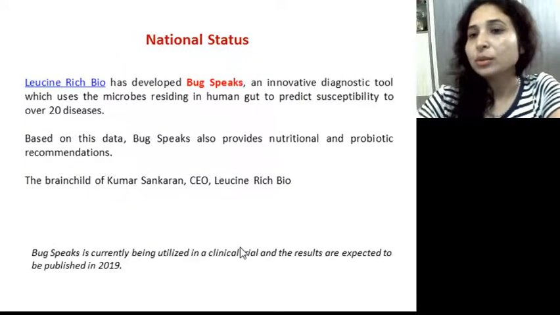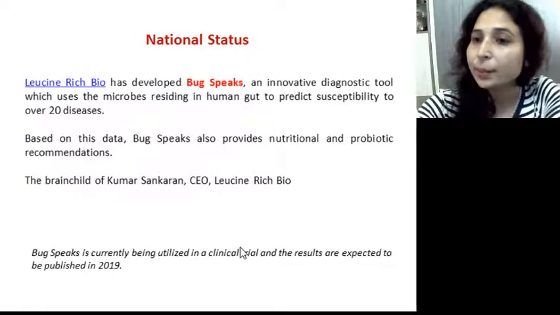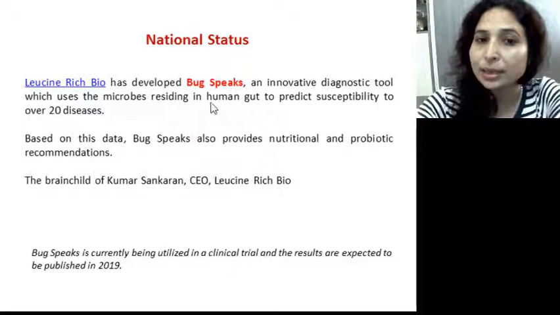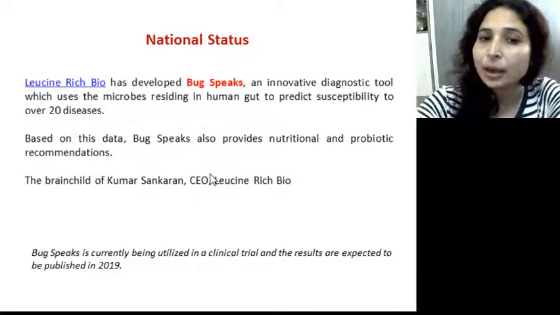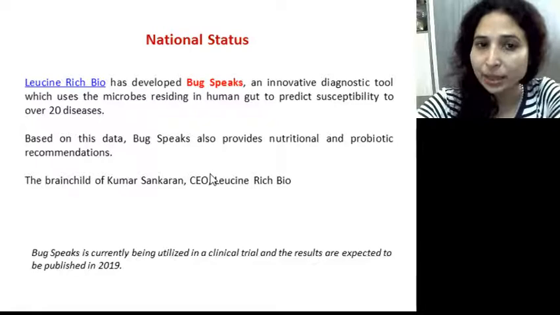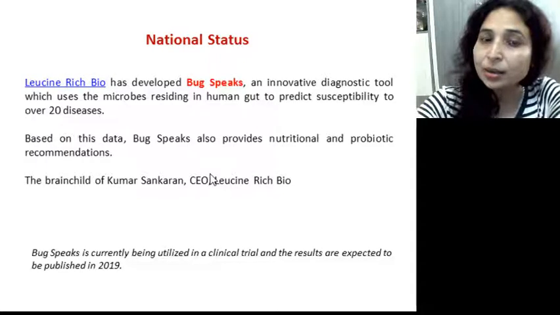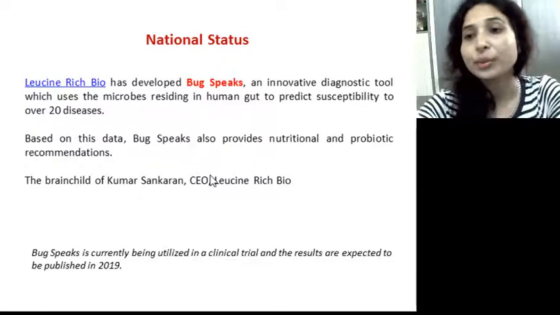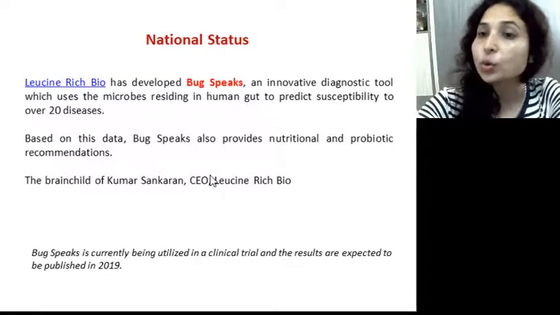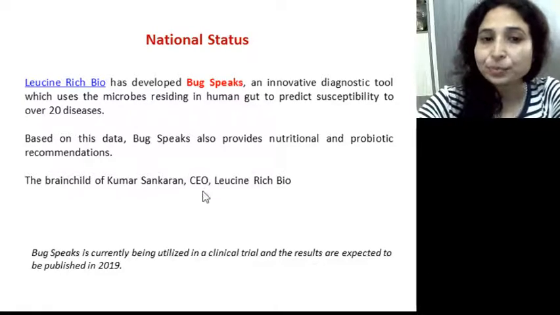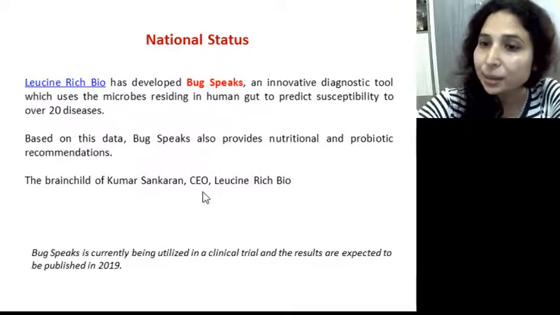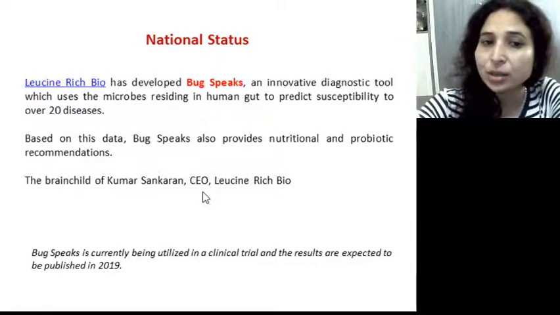If we talk about India, at the national level, a company called Leucine Rich Bio is doing similar work. They have created a diagnostic tool called Bug Speaks, with the help of which they can estimate which microorganisms are present, and also predict the susceptibility to around 20 diseases, and then, based on that, provide nutritional and probiotic recommendations for an individual.